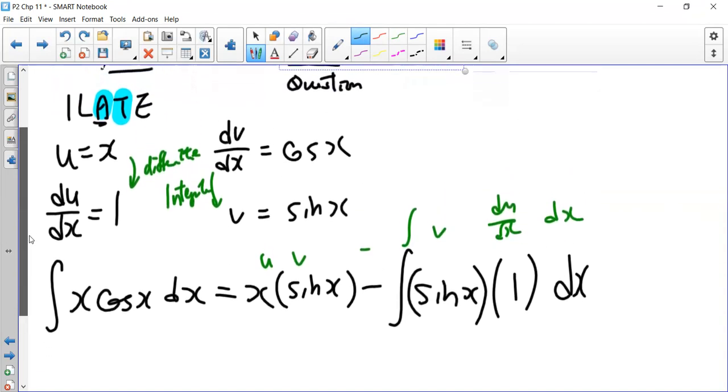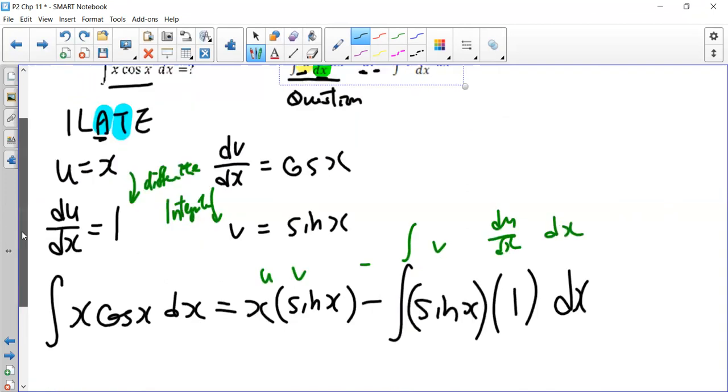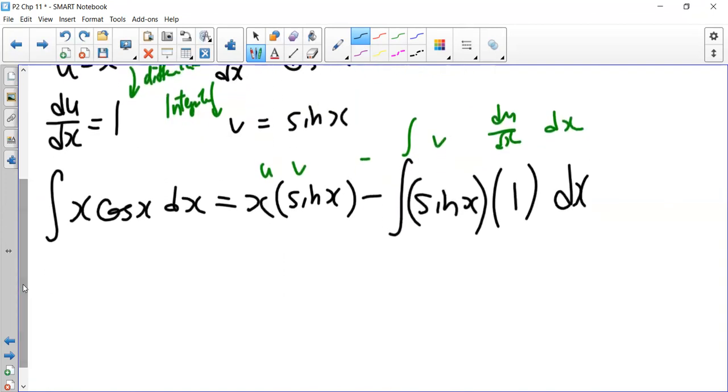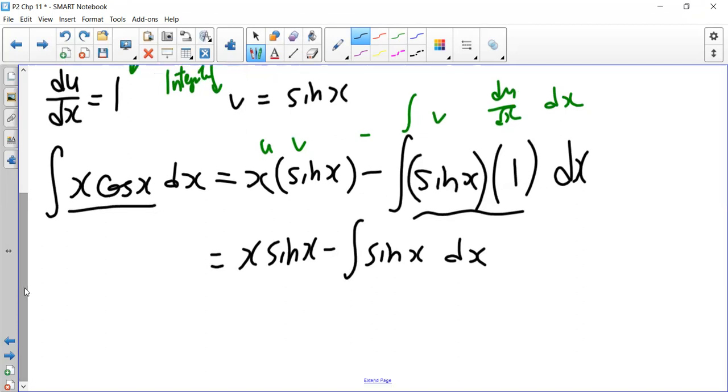So we've applied the formula. Is that all? No, not quite, because the formula has an integral in there. So we're going to rewrite this as x sin x minus the integral of sin x dx. So the question becomes a lot easier to integrate because rather than integrating x cos x, you're just integrating sin x. Which is not always the case, but using by parts does help you to break down the original function into something a lot easier to integrate, or something you can recognize. So x sin x minus the integral of sin x, which is negative cos x.